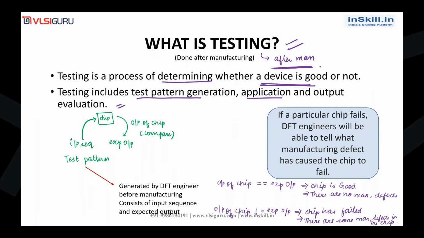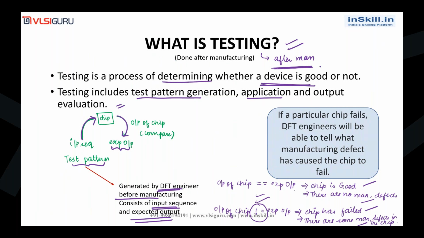So basically these test patterns, as I discussed in the previous slide, will be generated by the DFT engineer before manufacturing. They consist of the input sequence and the expected output. This input sequence will be applied onto the chip, and the output of the chip will be compared with the expected output. If the output of the chip is equal to the expected output, the chip is good, so there are no manufacturing defects. If the output of the chip is not equal to the expected output, the chip has failed, so there are some manufacturing defects in the chip.